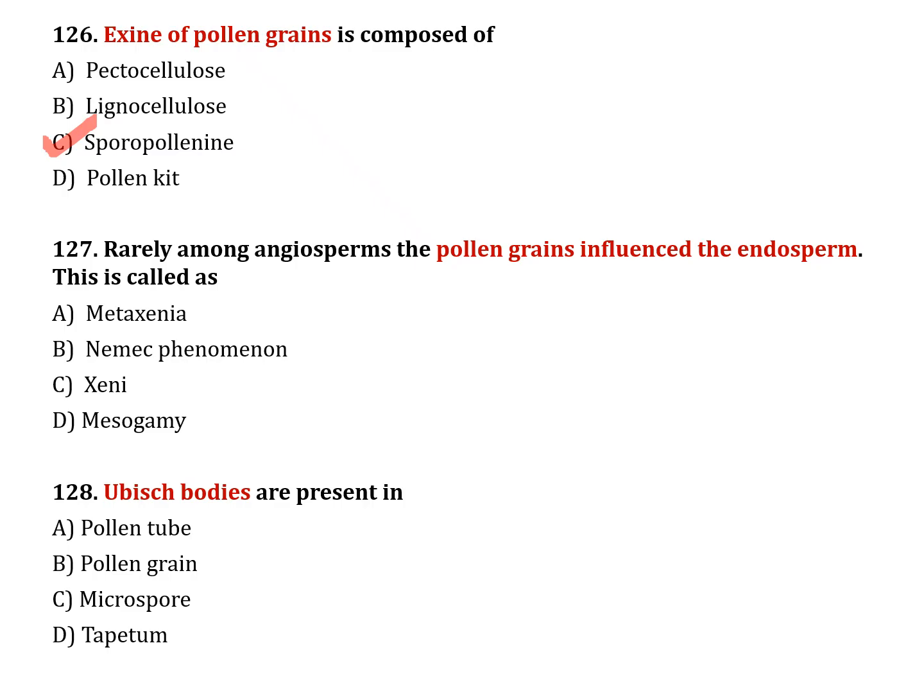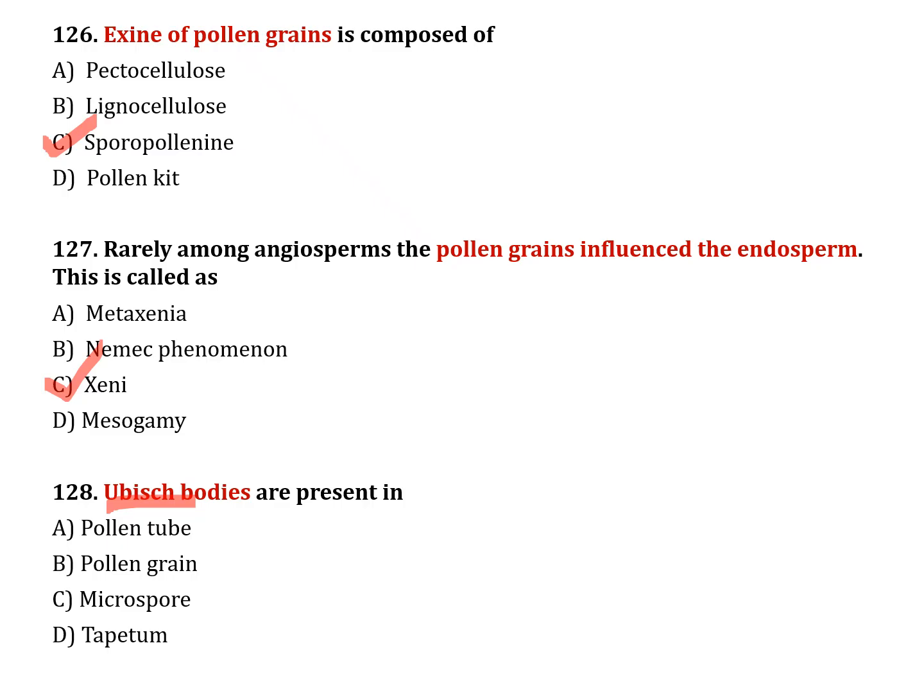Rarely among angiosperms, the pollen grain influences the endosperm. This is called as option A metagenia, option B Nemec phenomenon, option C xenia, option D mesogamy. Correct answer is option C, xenia. The next question, number 128.